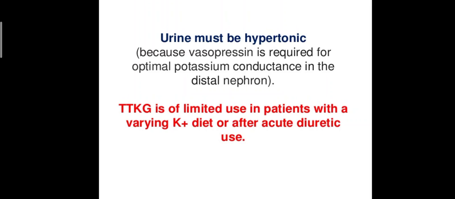Another prerequisite is that you should have a urine osmolality which is equal to or greater than the plasma osmolality. Here you need vasopressin action which is optimal for the potassium secretion in the distal cortical nephron. So when these two conditions are met simultaneously, you can calculate the TTKG.